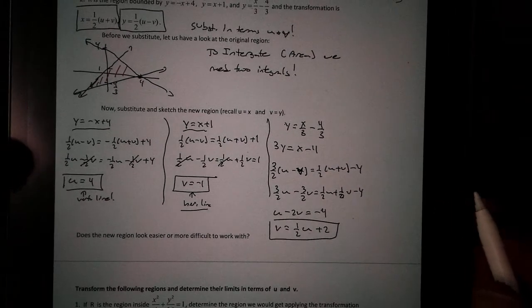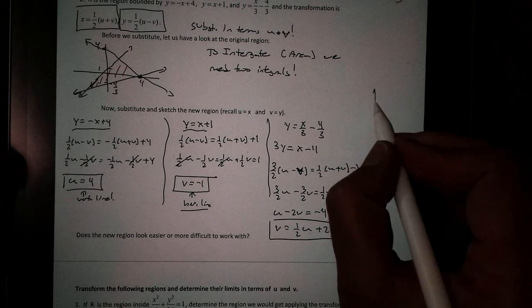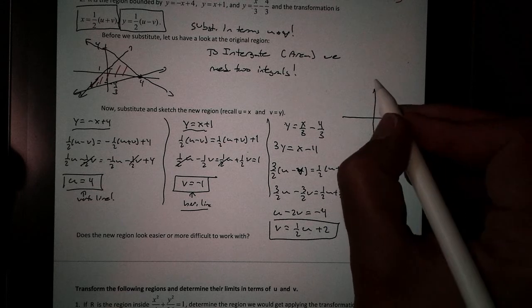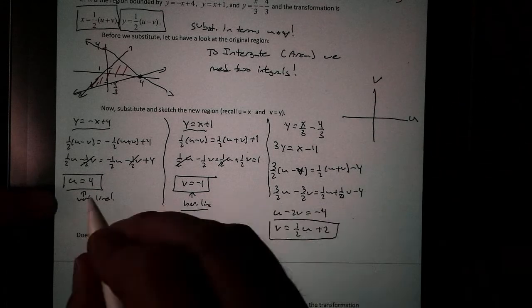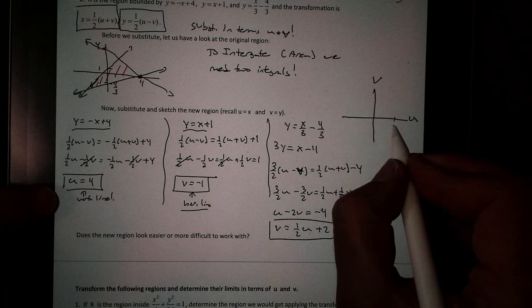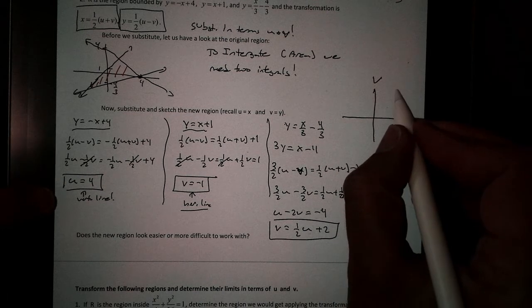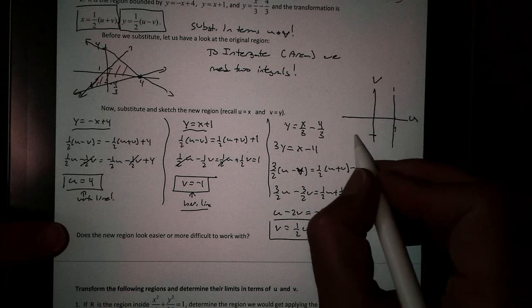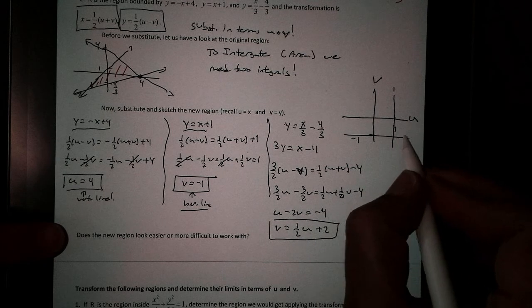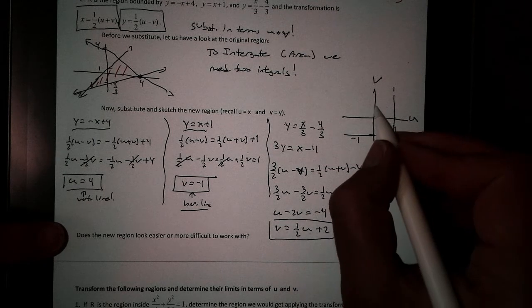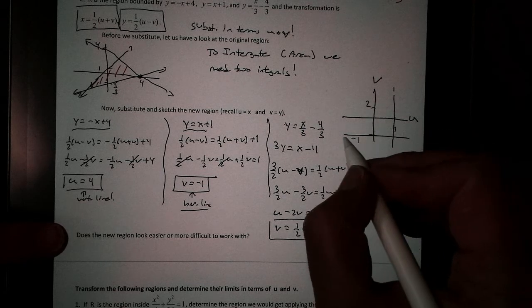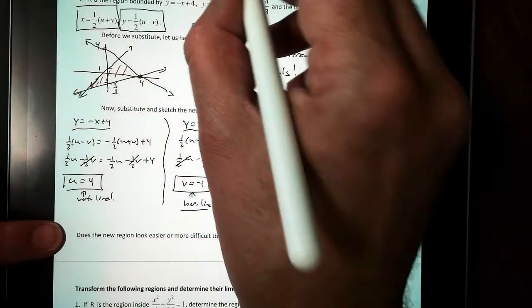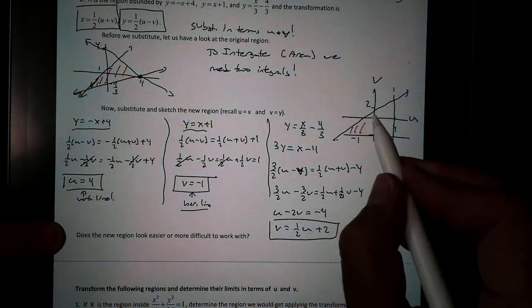All right, now they want us to graph the new region, so let's take a look here. Remember, there's my u, and there's v. If I graph the first one, u is just 4. V is negative 1. And then we have the line v equals 1/2 u plus 2. So there's 2. There that is. And so the region is a little bit easier to work with.